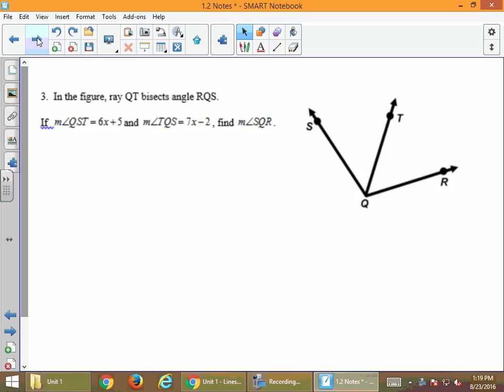So QT bisects angle RQS. So RQS right there. Cuts it in half. Fantastic. So what do I know if it cuts it in half? What do I know about each of the measures? They're congruent, and their measures are equal. So let's see what here. If the measure of angle SQT, this is SQT, a little typo here, SQT is equal to TQR.